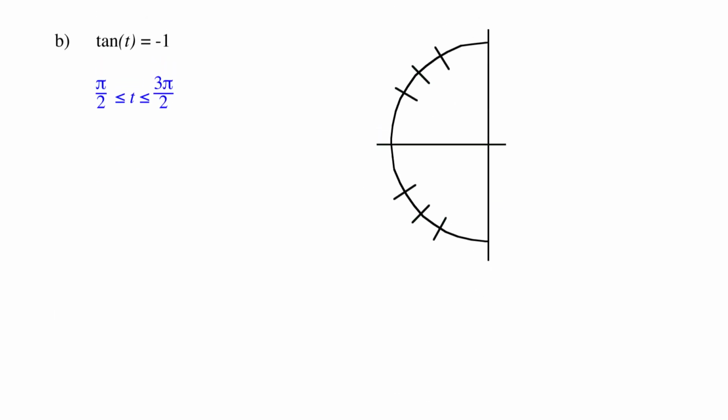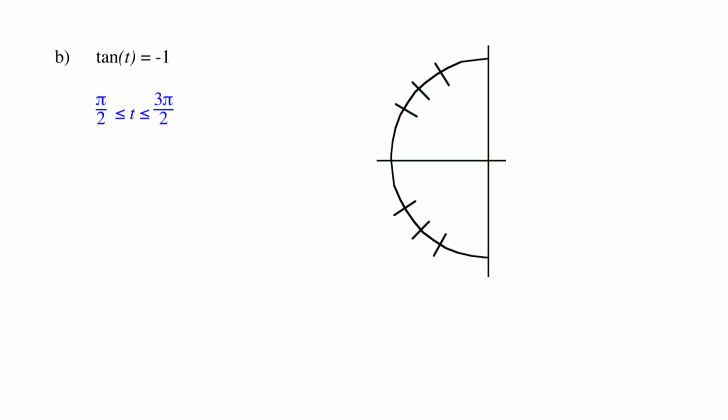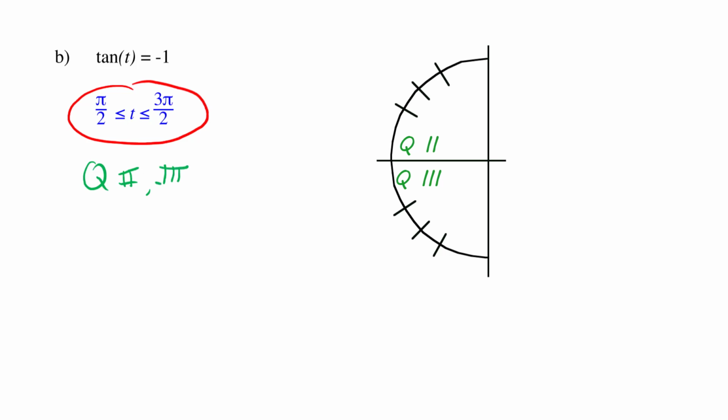In this example, we have an unusual restriction, pi over 2 to 3 pi over 2. Well, that actually starts at the top of quadrant 2 and ends at the bottom of quadrant 3. So we're talking about values that are in quadrant 2 and quadrant 3. Now notice that tangent is negative, so that must be quadrant 2. And in quadrant 2, the pi over 4 value is 3 pi over 4. So again, t equals 3 pi over 4.